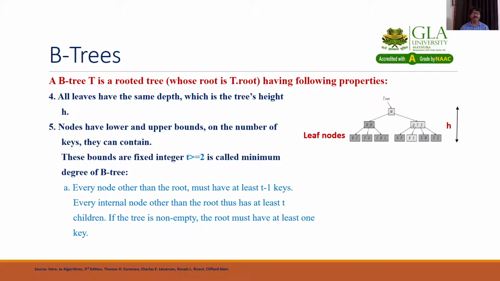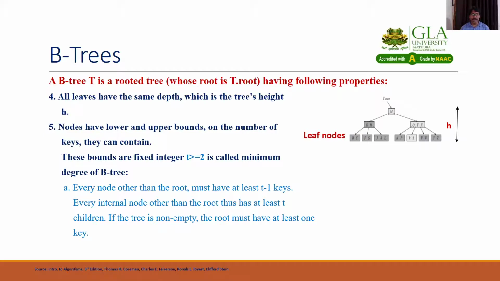So what is the minimum degree? The minimum degree will be given to us, and it will show your upper and lower bound. With the help of this minimum degree, we will decide the minimum number of elements that may be in any node of the B tree, and the maximum number of elements or keys in any node of the B tree. Property 5a says every node other than the root must have at least t minus 1 keys. This is the basic property for the minimum number of keys. So you will have at least t minus 1 keys in each and every node of the B tree.